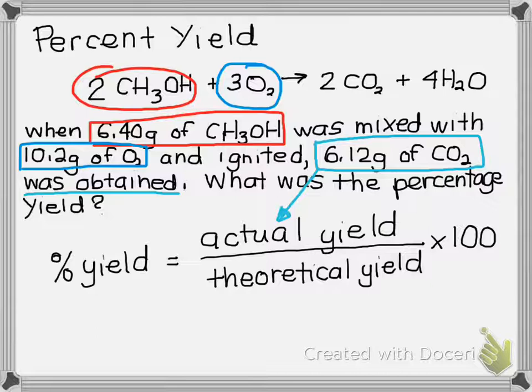Okay, so this is the plan. We know our actual yield that was given in this problem. We need to calculate the theoretical yield. They've given in the problem the amounts of both reactants, so we're going to have to use a mass-to-mass calculation to determine which of the reactants is the limiting reactant.